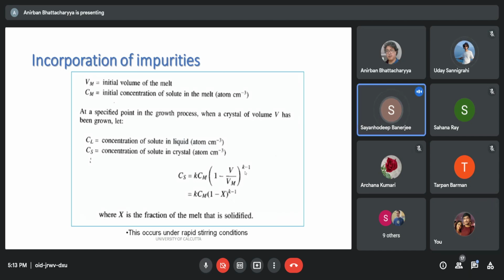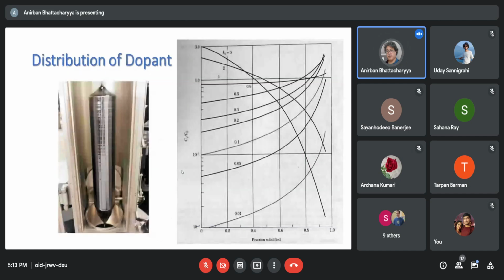Of course, but it's not 1, and the concentration in the solid and the liquid will change. It is given by a formula where X is the fraction of the melt that has been solidified. As I said, as the fraction increases, the concentration keeps going up and up. So this is the formula that has been plotted.